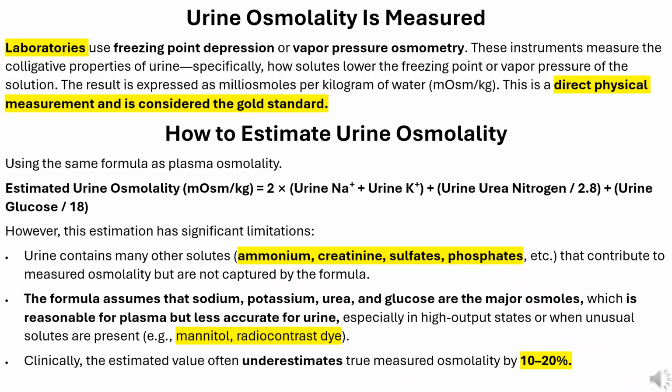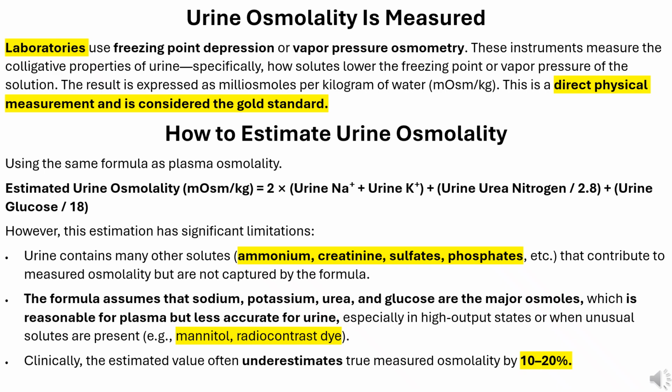Urine contains many other solutes, ammonium, creatinine, sulfates, phosphates, etc., that contribute to measured osmolality but are not captured by the formula. The formula assumes that sodium, potassium, urea, and glucose are the major osmoles, which is reasonable for plasma but less accurate for urine, especially in high output states or when unusual solutes are present, e.g., mannitol, radiocontrast dye. Clinically, the estimated value often underestimates true measured osmolality by 10 to 20%.